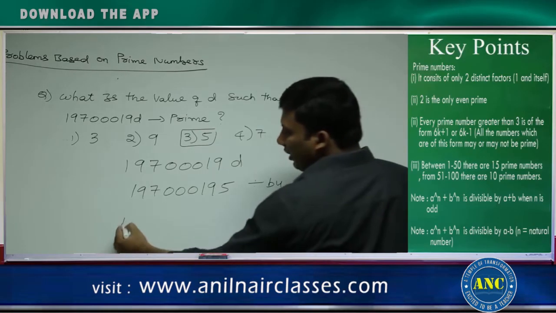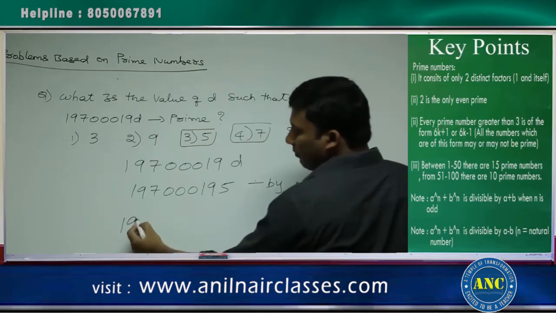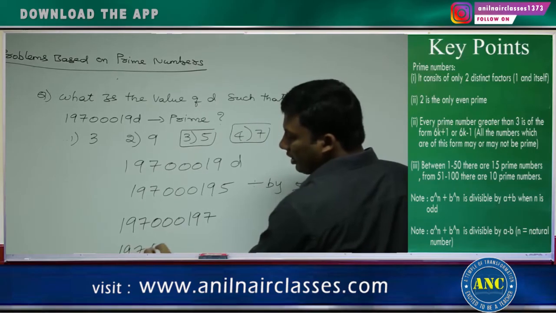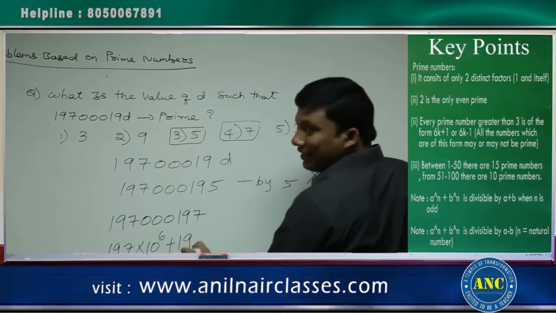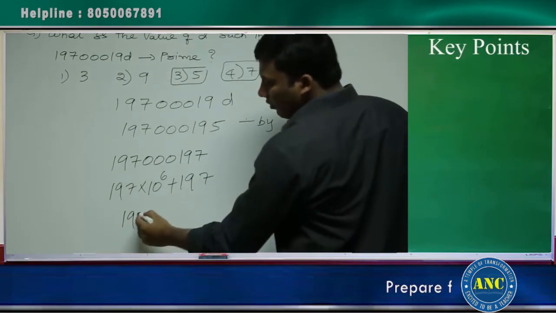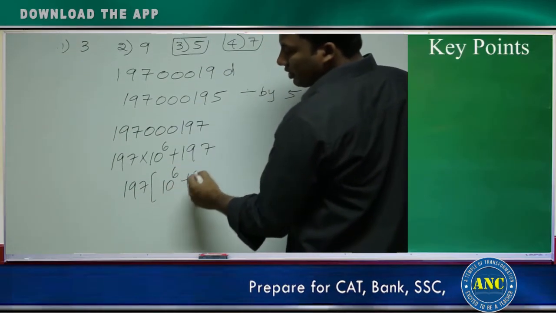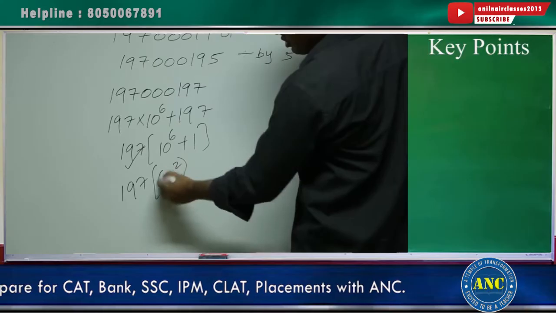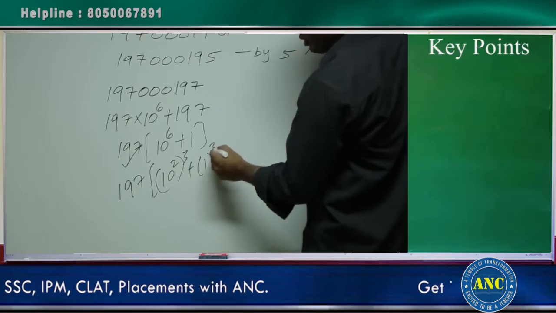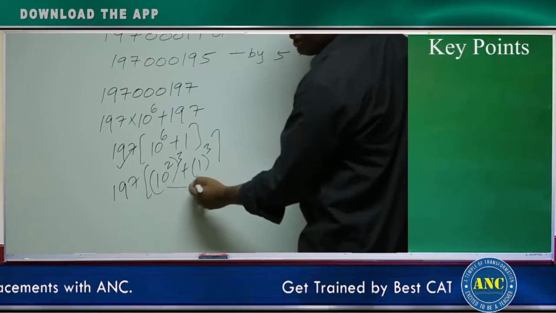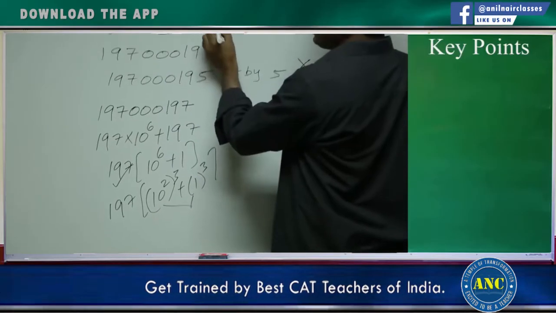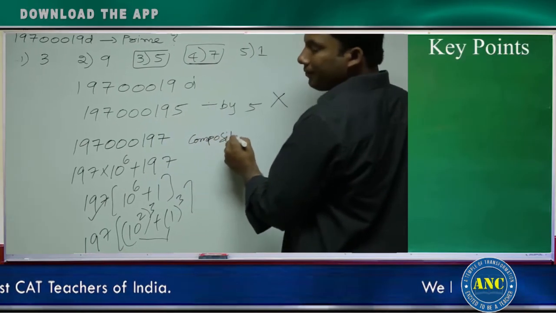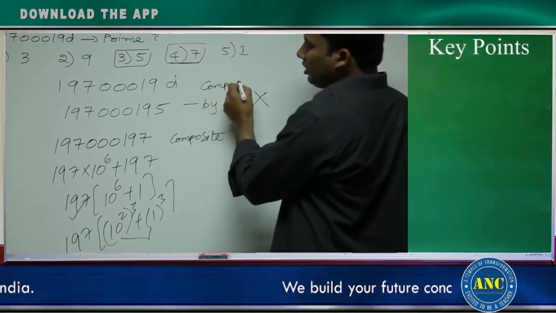Next one. If the unit digit is 7, you can write this number like this: 197 into 10 power 6 plus 196, which is 196 into 10 power 6 plus 1. The number is divisible by 197. Another way to look at it, the number is also divisible by 10 square whole cube plus 1 whole cube. A cube plus b cube is divisible by a plus b. That means by placing unit digit 7, this number is also a composite number. Are you all with me? Yes. By placing unit digit 5, this is also divisible by 5.